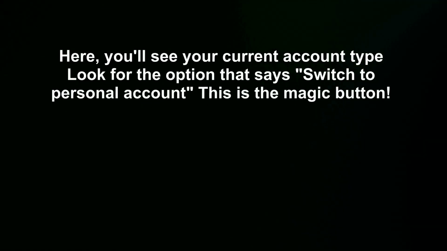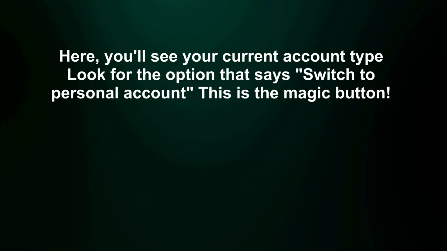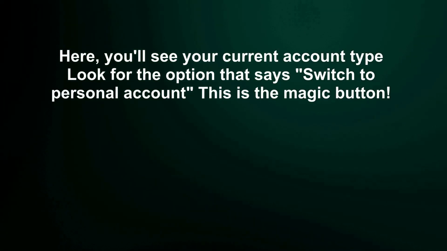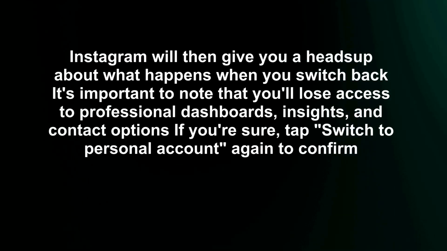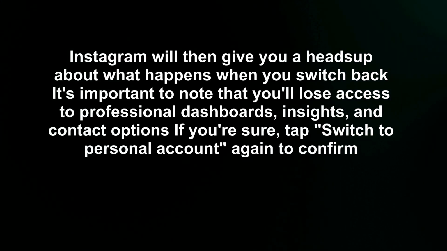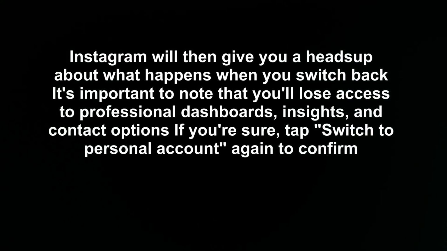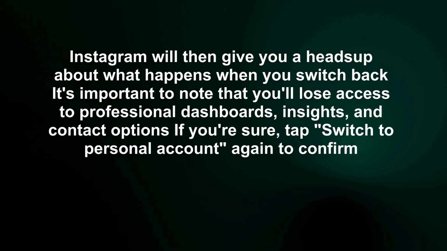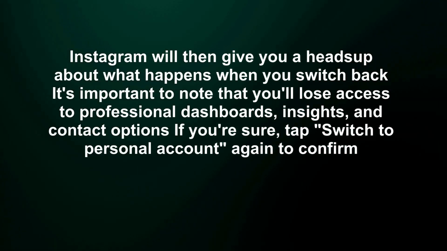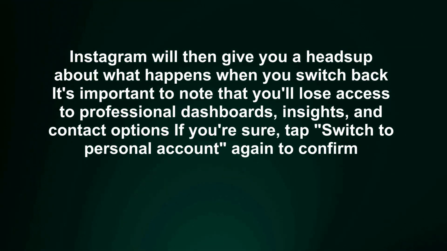Give that a tap. Here, you'll see your current account type. Look for the option that says Switch to Personal Account. This is the magic button. Instagram will then give you a heads up about what happens when you switch back. It's important to note that you'll lose access to professional dashboards, insights, and contact options. If you're sure, tap Switch to Personal Account again to confirm.